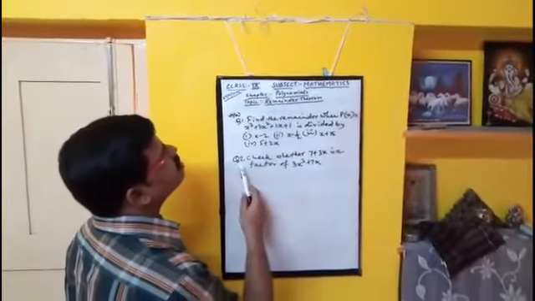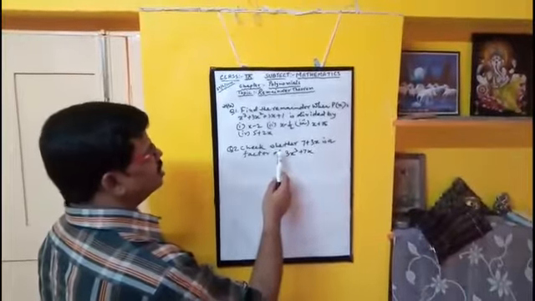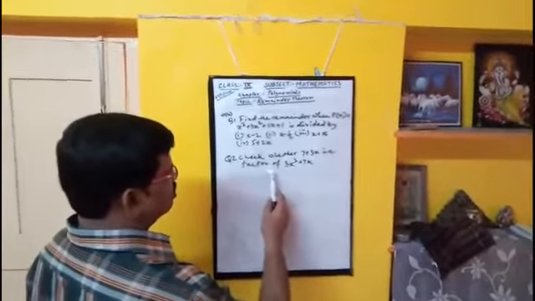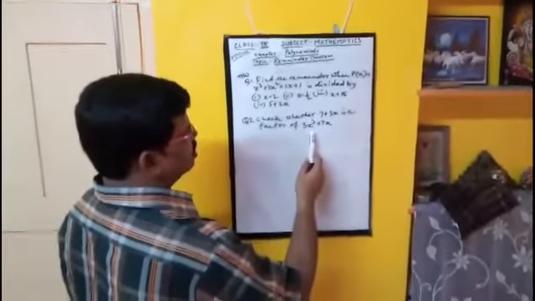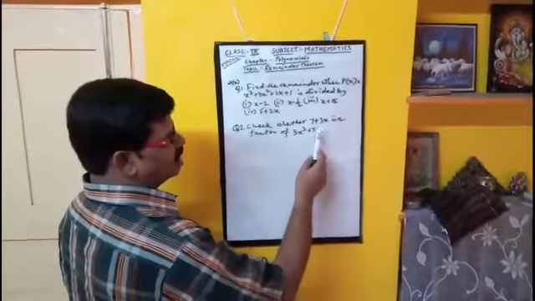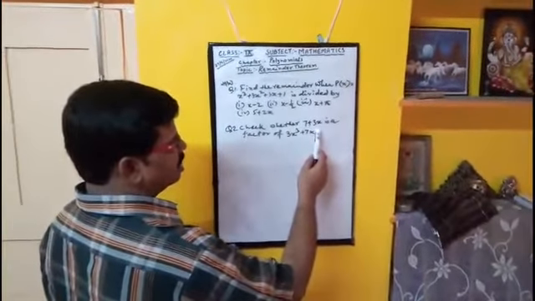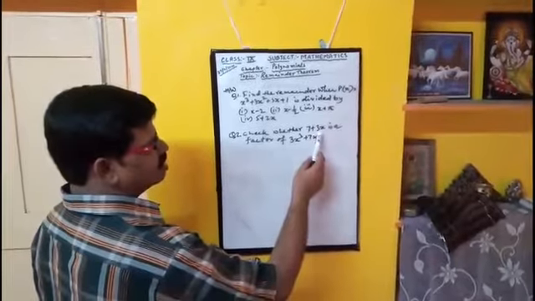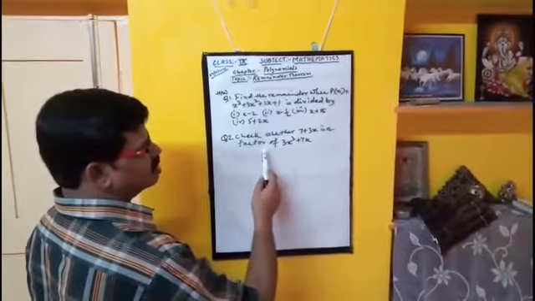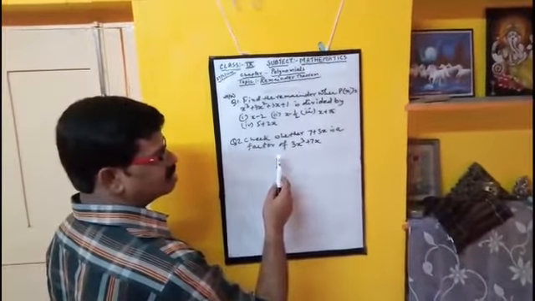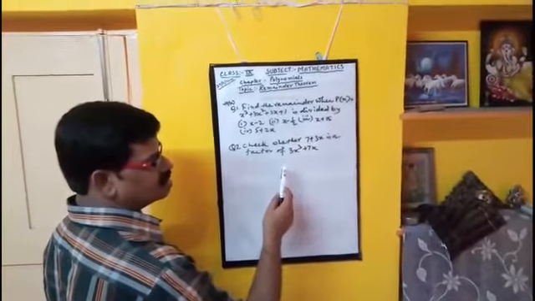Question number 2: check whether 7 plus 3x is a factor of this polynomial. This polynomial is of degree 3 and this one is the linear polynomial. As the question is whether this is a factor or not, in case of a factor, the remainder must be 0.